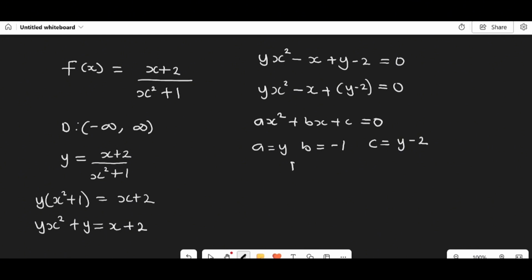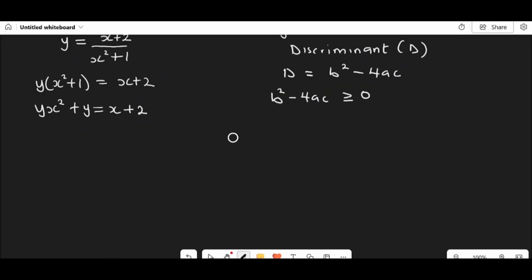The discriminant, which is normally denoted by D, equals b squared minus 4ac, and this discriminant must be greater than or equal to 0. That means b squared minus 4ac must be greater than or equal to 0.